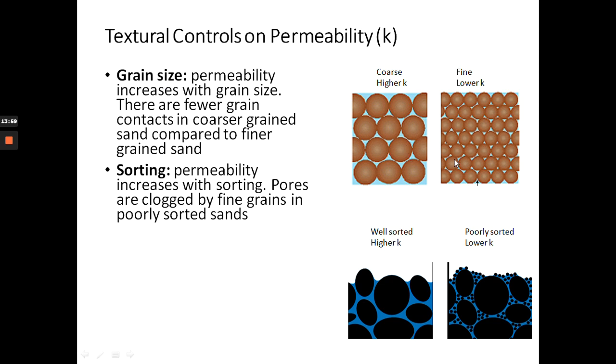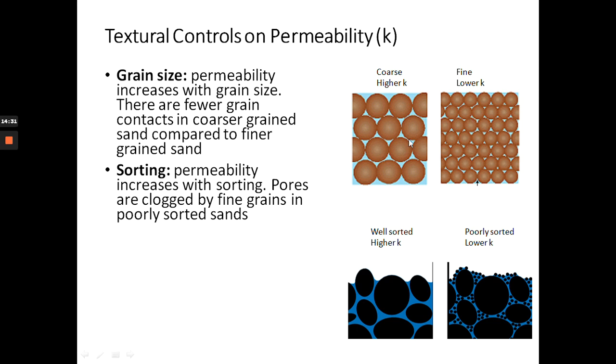Okay, so two examples here. One, I have a coarse grain sand. The next one, I have a fine grain sand. Right? These are your grains. The blue is your pores, right? So notice when you have larger grains, you have fewer contacts between the grains. Okay, but when you have smaller grains here, there are lots more contacts between grains.